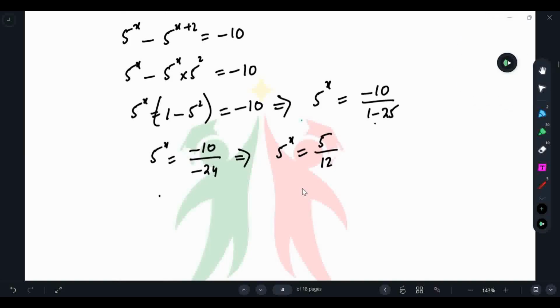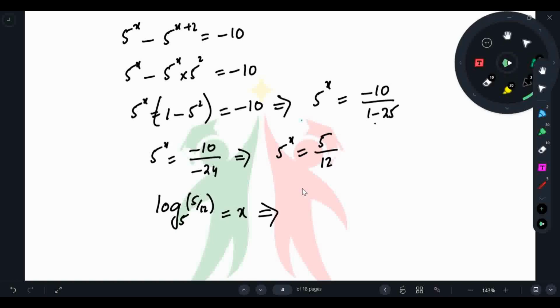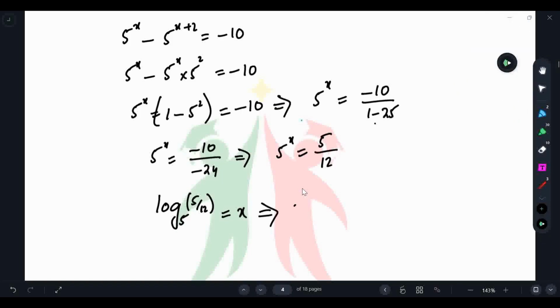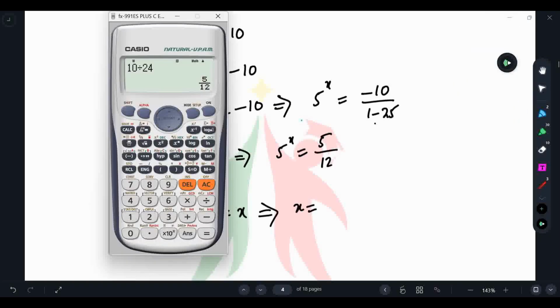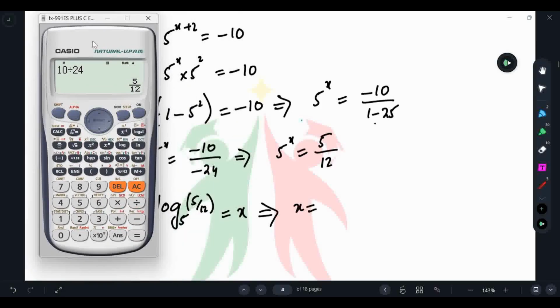Okay, now we need to convert it into the logarithmic form. So we can write it as log of 5 by 12 is equal to x, because we need to just change the coefficients. So x will be equal to, we can use the calculator, log of 5 by 12 to the base 5 is equal to minus 0.54.